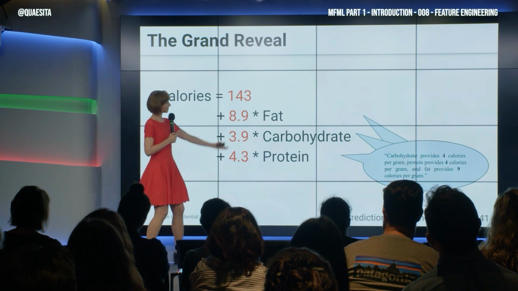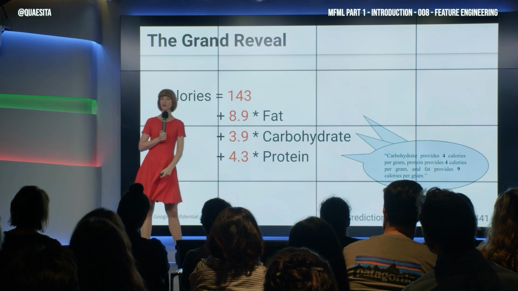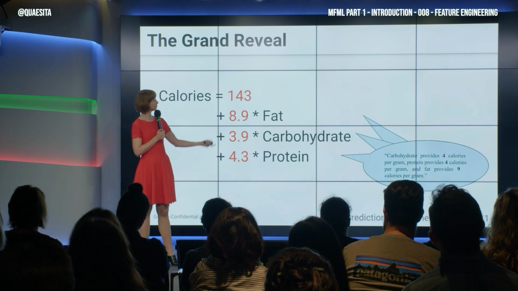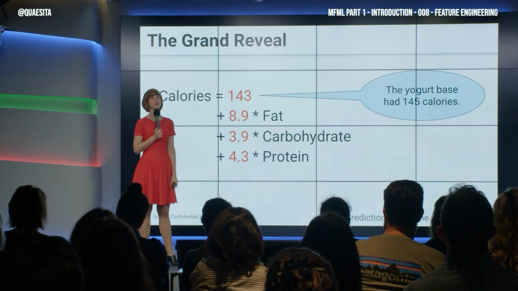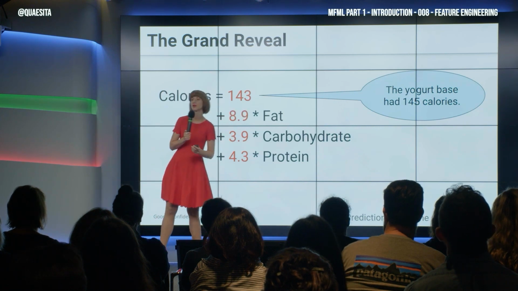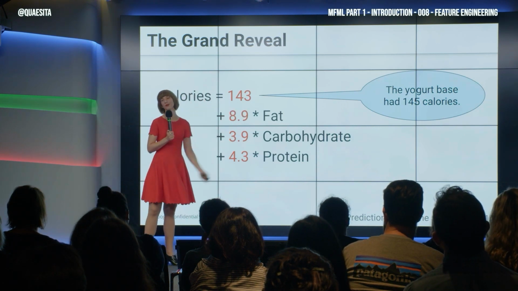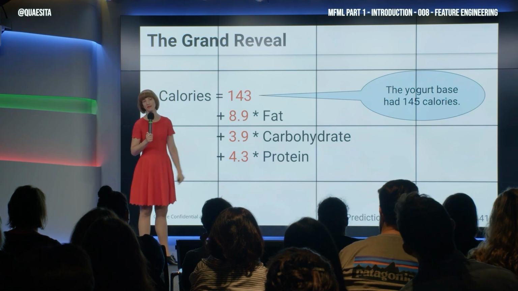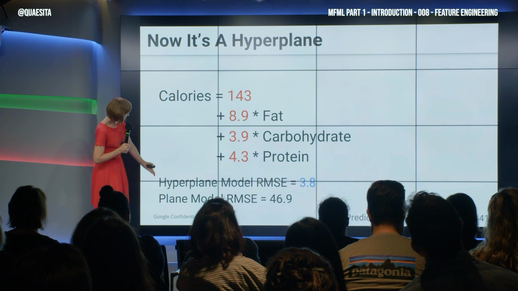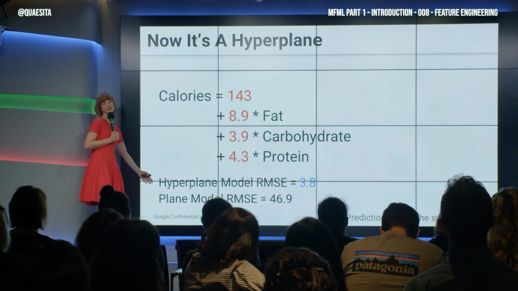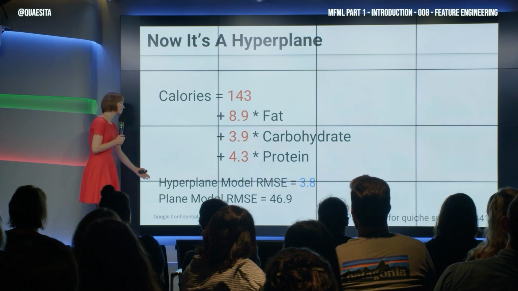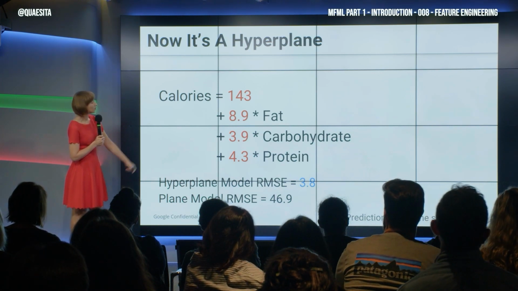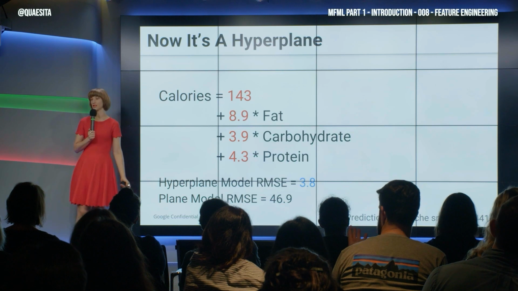Well, we ask ourselves, if there is no fat, no carbs, and no protein, if our secret ingredient was water, what's left? Well, there was yogurt in there every time. Now, it turns out our yogurt base had 145 calories. We're predicting 143. There's a little bit of a mismatch, so maybe there was some error in our data. But you know what? Our score is getting pretty good. Not perfect, but pretty good. We're off by 4 calories on average when it used to be 47.